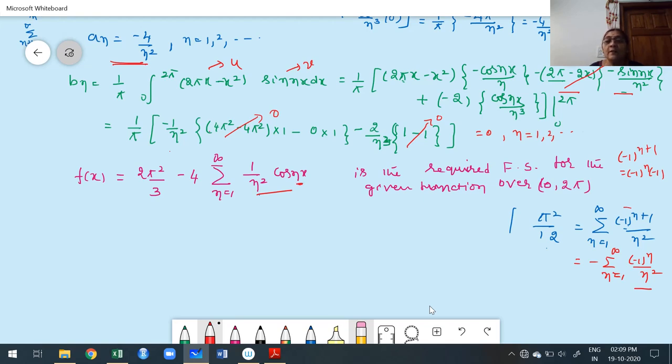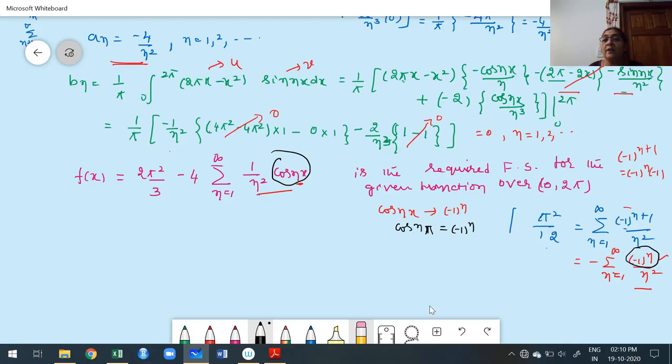Instead of cos nx, what do you have? Minus 1 to the power of n. For what value of x is cos nx what we are expecting? Cos nx must be minus 1 to the power of n. Please observe carefully. Instead of this, we are expecting minus 1 to the power of n. 1 by n square is there, same thing. Now for what value of x do we get minus 1 to the power of n? You already know that x is equal to pi. Once you put x is equal to pi, cos n pi is equal to minus 1 to the power of n.